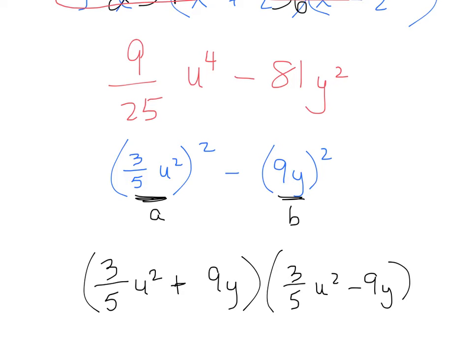Any questions on this? Does that make sense? I know it's a trickier one, but the idea is that you want to identify everything as perfect squares, then identify A and B so you know what goes into the factored form of this one.